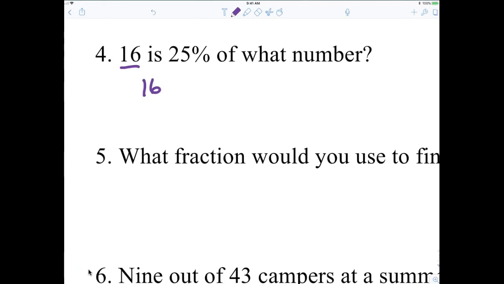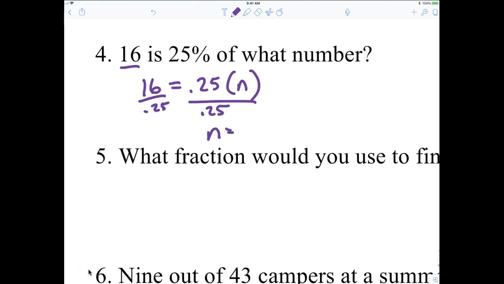Is means, again, equals 25%. 0.25 times n. Same exact principle. So in order to undo the multiplication, we have to do what? We have to divide. Divide by 0.25.